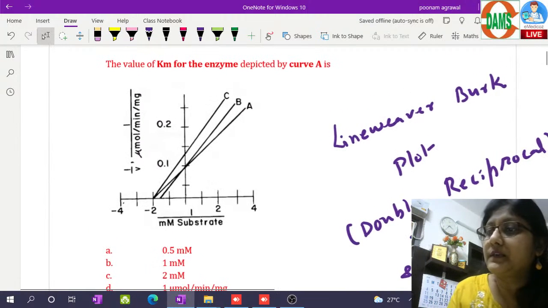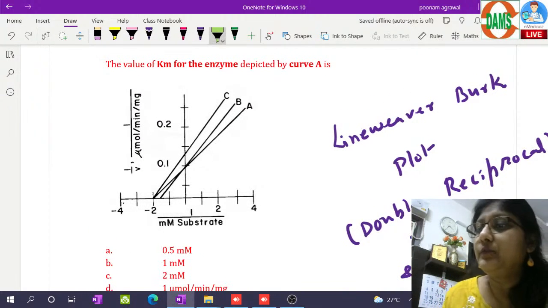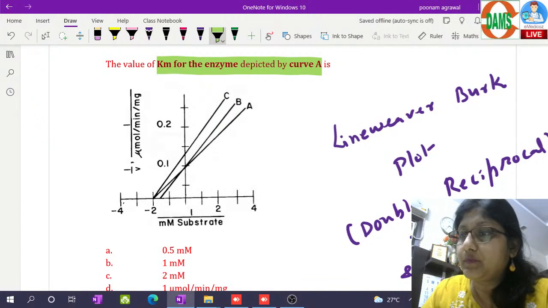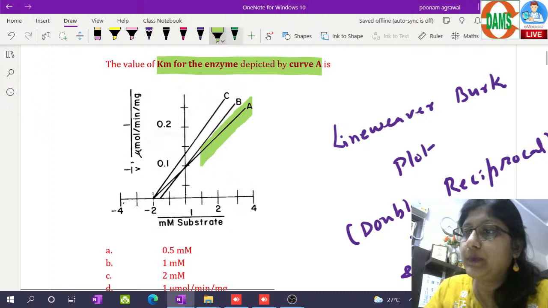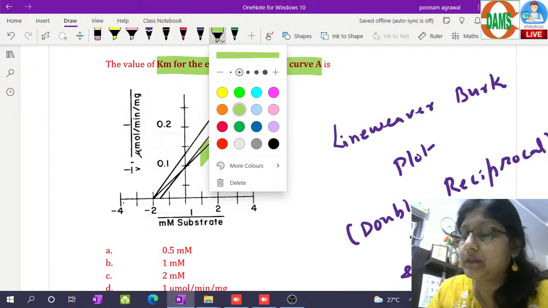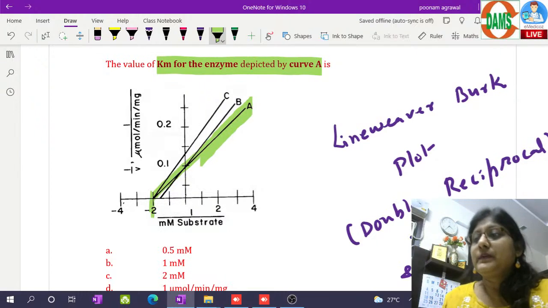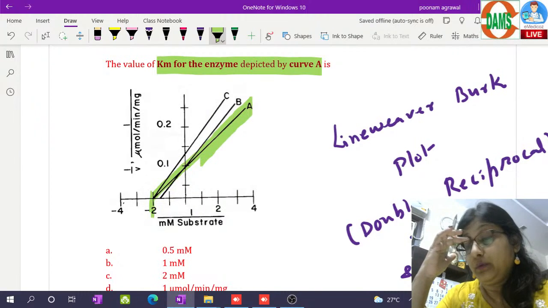In this they are asking you what is the value of Km for the enzyme depicted by curve A. So let's focus on curve A. This is curve A, and it is seen to be merging at the minus x-axis at this point, which is written as -2. So it is asking you to calculate the Km value.